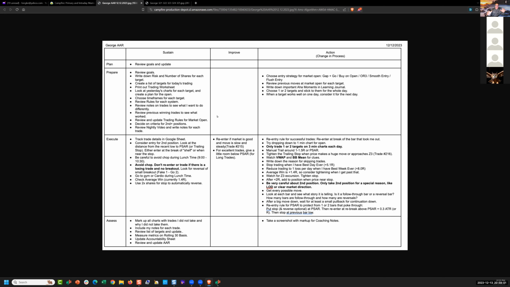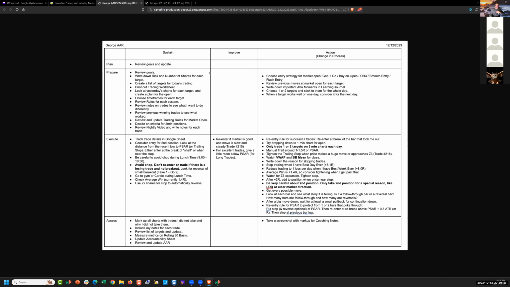What you need to be doing is using this as a rubric, as a standard, and then actually check yourself with a blank sheet and say, did I do those things? Like today, in your planning session, did you review your goals and update them as necessary? Did you write down your risk and number of shares for each target? You've got to go through all those yes or no questions, and under sustain are going to be green dots for things that you did well and want to keep doing, red dots for things that you didn't do, and that has to be a daily grade of whether you are actually doing the things that you're writing down in here.